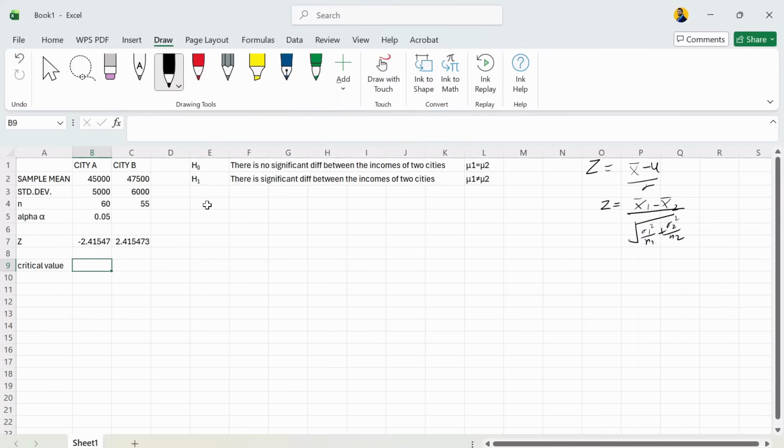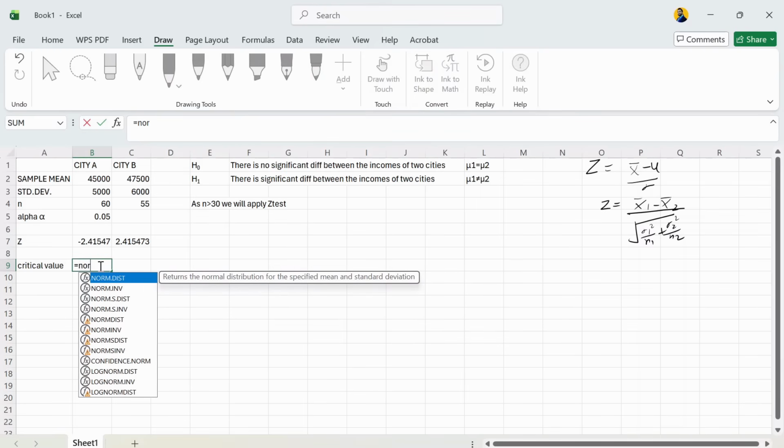One more thing that we have not written here is which test we are implementing. So you write down n is greater than 30. In our case, we will apply that test, right? So you can mention it like this. Now for the critical value, just focus equal to norm. Norm means basically normal distribution, norm dot s.